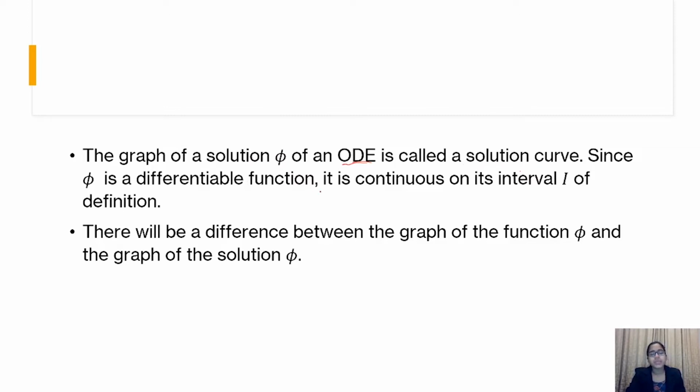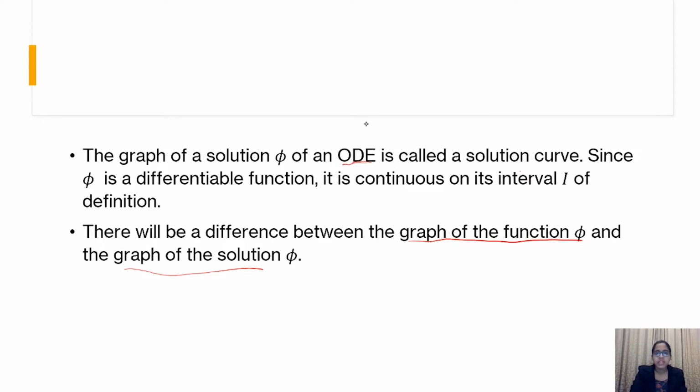Now since phi is a differentiable function, it is continuous on its interval I of definition. Obviously the derivatives of phi must exist. So if phi is differentiable, it will be continuous also. Now you have to keep one note in mind, that there will be a difference between the graph of the particular function and the graph of the solution. Actually it depends upon the corresponding interval which we are considering. The solution is a function, but the graph of that function will be different from the graph of that solution.